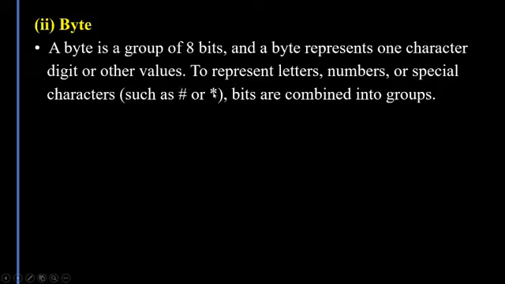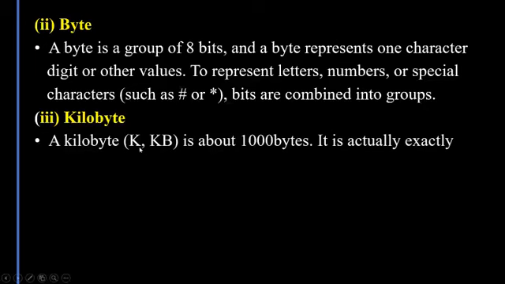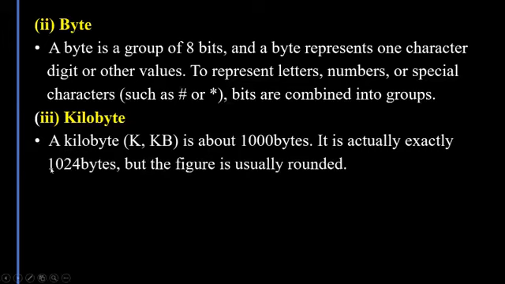Now, let's look at a kilobyte. A kilobyte, or K in short, or KB, but usually KB, is about 1,000 bytes. Why about? There are some actual measurements, and it is actually exactly 1024 bytes. This is the actual one to be used. The 1,000 is just rounded, but the real figure is 1024 bytes. So be keen.